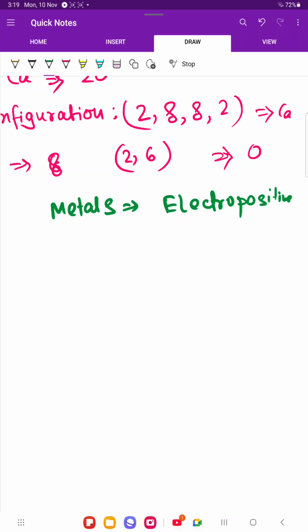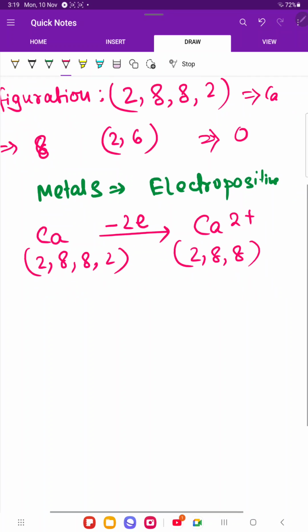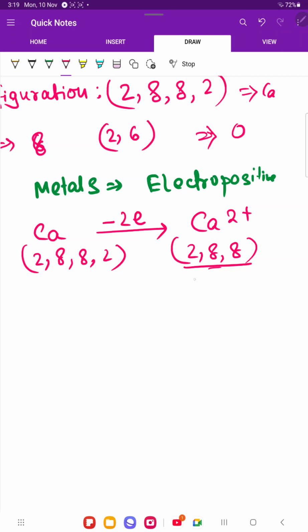So in this case what will happen? Calcium has 20 electrons, the configuration is 2 8 8 and 2. Now it will donate 2 electrons to become calcium 2 plus. So now the configuration will be 2 8 and 8, which is a total of 18 electrons. So who has 18 electrons? That is argon, right? Argon has 18 electrons and the configuration is 2 8 and 8.